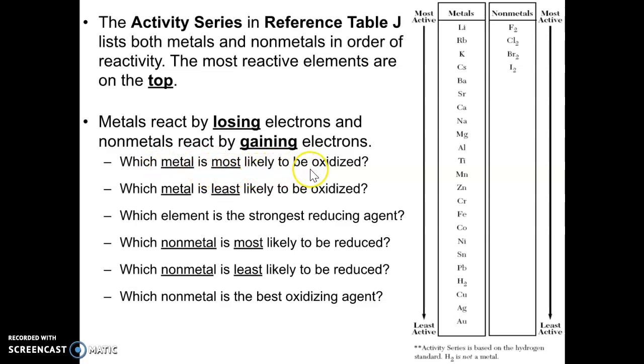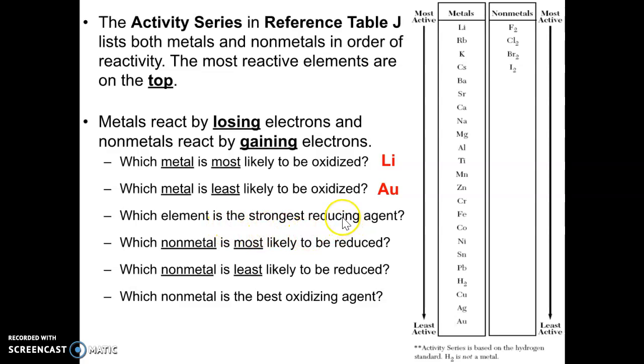Which metal is most likely to be oxidized? Again, most active metals like being oxidized, so it makes sense that the top guy is the best at it. Which metal is least likely to be oxidized? Well, that's going to be whoever is at the very bottom. Funny enough, gold is last. Wouldn't that be nice, to get the gold award, being last?